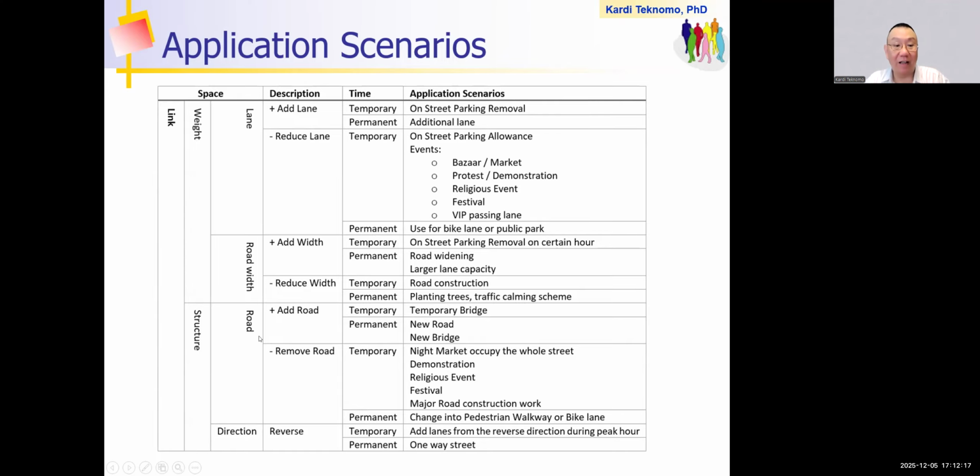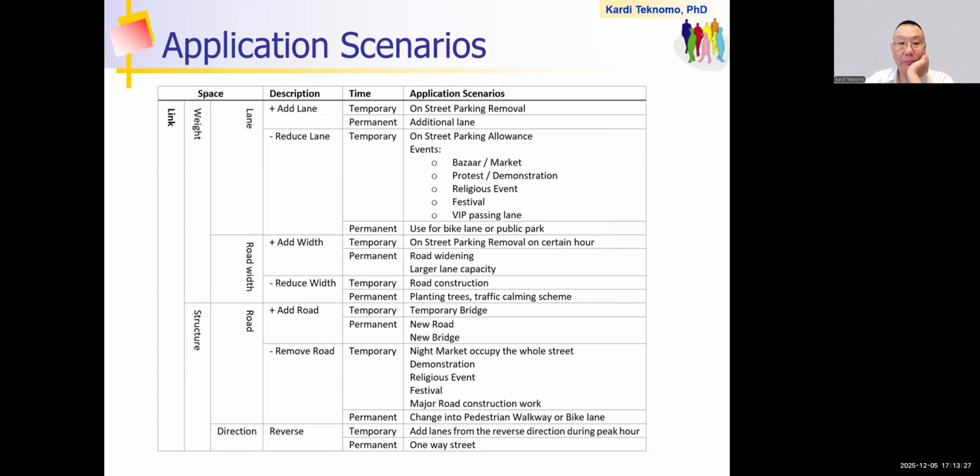Now you can also change structurally, meaning you add a link. If you add a link, that means at certain roads or certain bridges, either a temporary bridge or a new road, or a toll road and so on. That represents a path, a toll road. If it is temporary, that road is removed from the network for a certain time. For example, a night market will occupy the whole street, or certain events will occupy the whole link. These are the policies that you can also check using a transport model. Or you can also reverse the direction of it. These are the main atomic policies that you can combine with others.